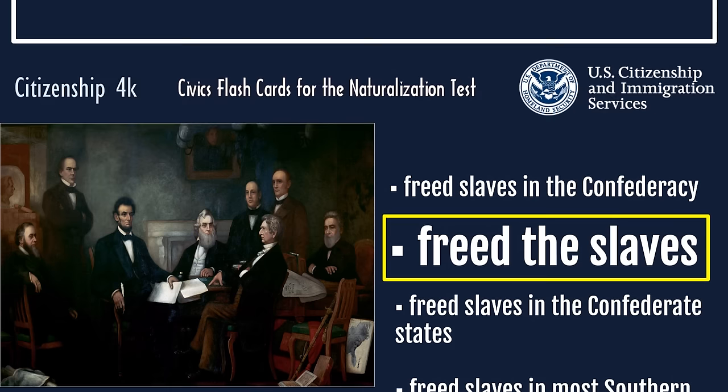What is the highest court in the United States? The Supreme Court.